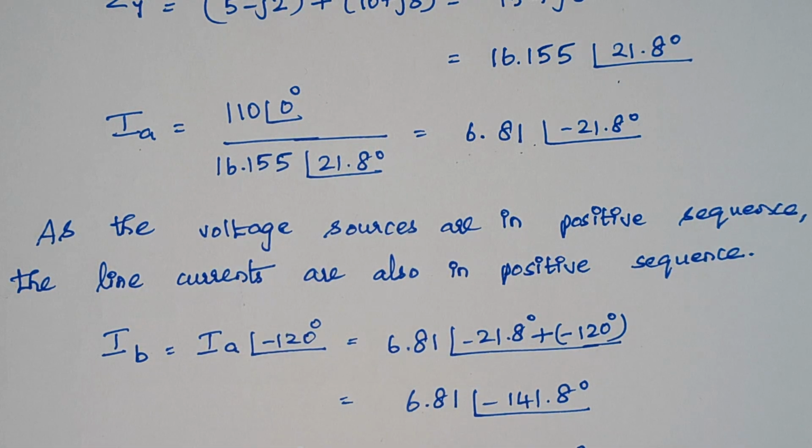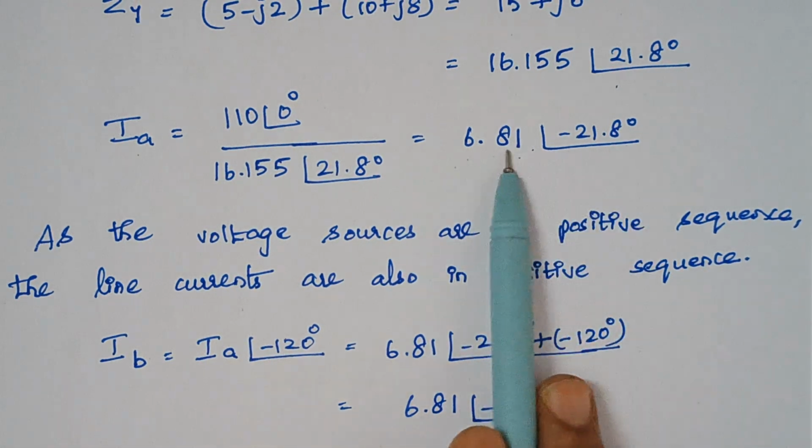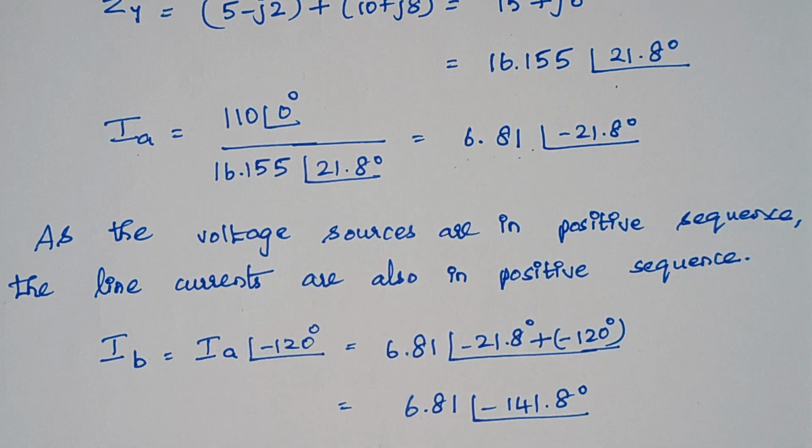What is the value of IA? This is your value of IA. Here just write the angle: IA with respect to angle, and here there is minus 120. So minus 21.8 minus 120 gives you minus 141.8 degrees.